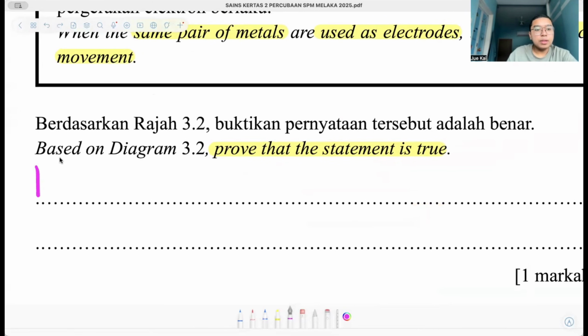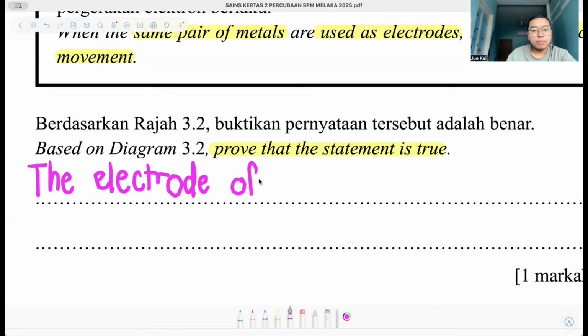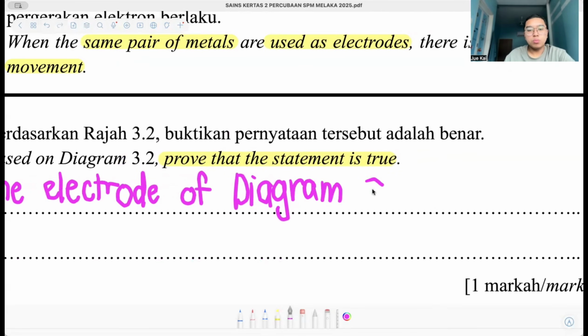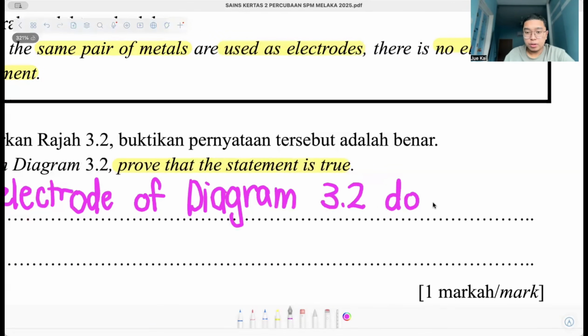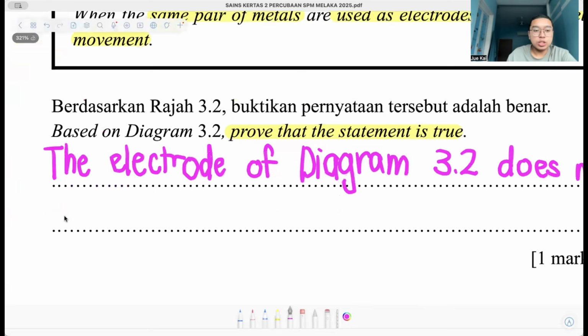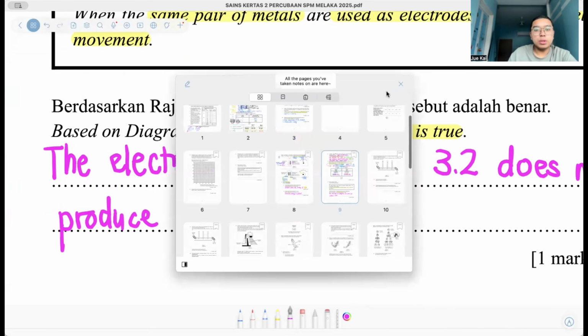Diagram, okay, like this. The electrode of diagram of diagram 3.2 do not have, or doesn't have, or does not have voltmeter reading, or does not produce voltmeter reading. Done.